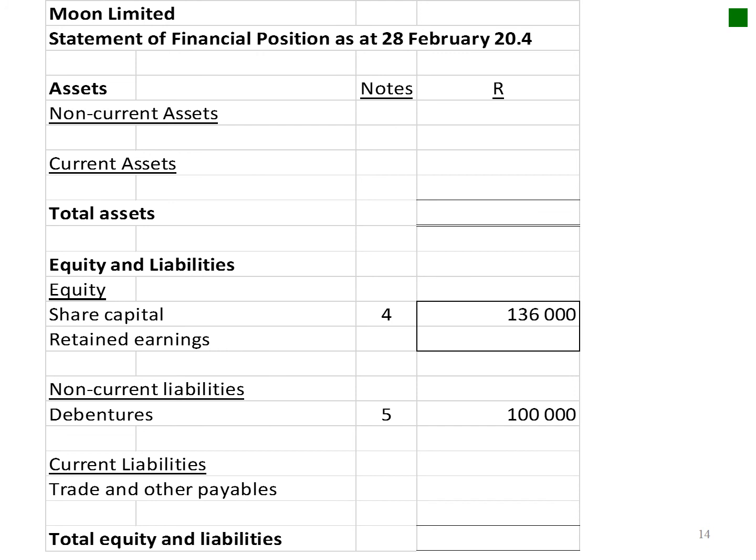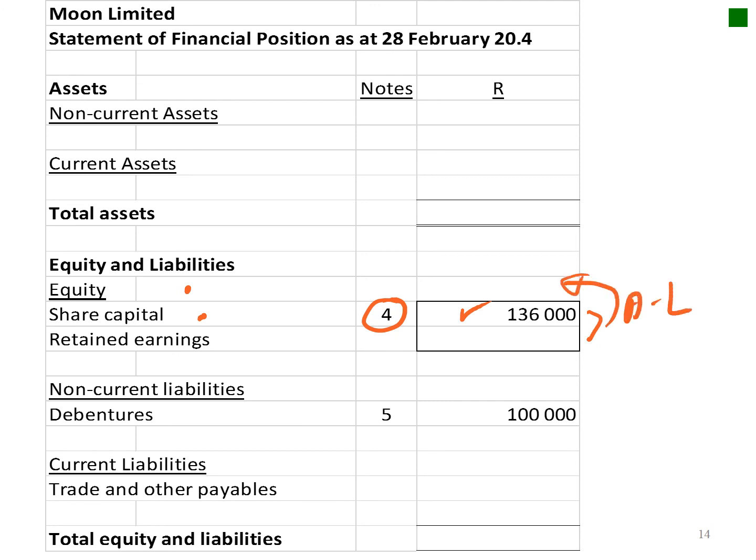If we now look at the statement of financial position at the end of February 2004, in the equity and liabilities section, we will have share capital. This came from the note I just showed you, 136,000. Underneath equity, you will also have retained earnings. We'll deal with that in a later lecture. These two amounts together will add up to the equity of the company.